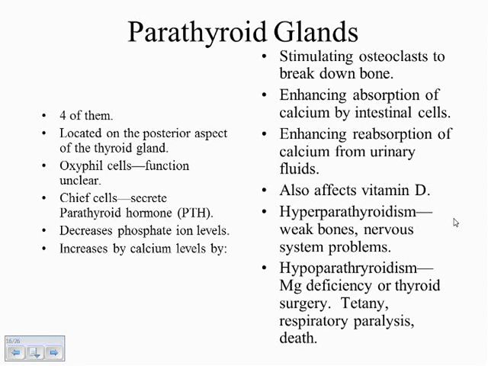So this one kind of works in conjunction with the last hormone we talked about, calcitonin. It helps you to maintain homeostasis of calcium and phosphate. The way it does that is it stimulates the osteoclast to break down bone. So the opposite of calcitonin, right? Calcitonin inhibited these cells. This one speeds it up. It causes your body to break down bone.